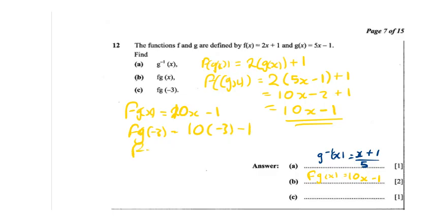So fg of negative 3 is equal to negative what? 30, right? Yes. Minus 1, which is equal to negative 31. So your answer here becomes fg of negative 3 is equal to negative 31. Easy, huh?